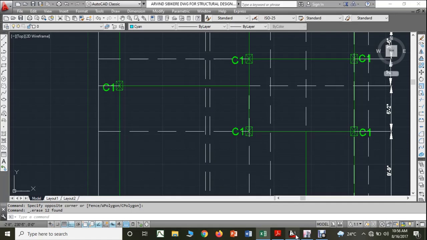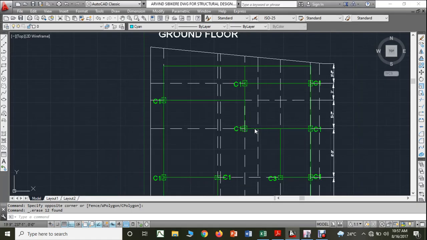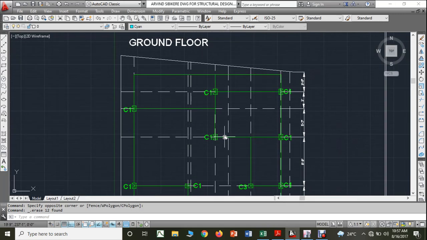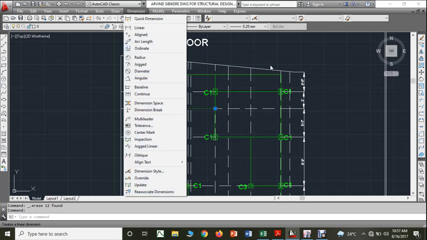So let us take this. We will start one by one. We are not going to consider the plinth beam here because the load carried by the plinth beam will be less. Let us take this beam and consider it as a continuous beam. What is the dimension of this?